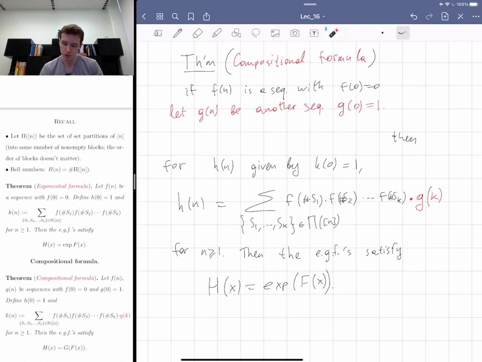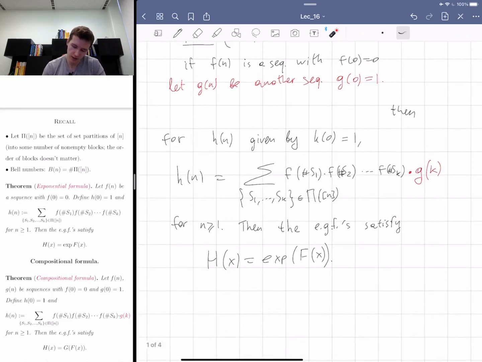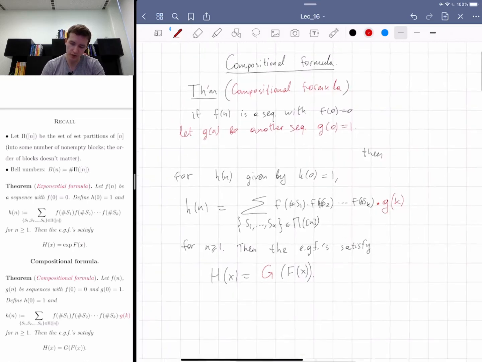So the blocks are like your connected components, and you choose f on each connected component, and then you choose g on the set of components. So maybe you want to order the components or choose a subset or color them in some way. That way each set partition now has a weight which only depends on the number of blocks. And then the claim is that instead of the exponential function here, I'm going to put g of f of x. So that's the statement of the compositional formula.